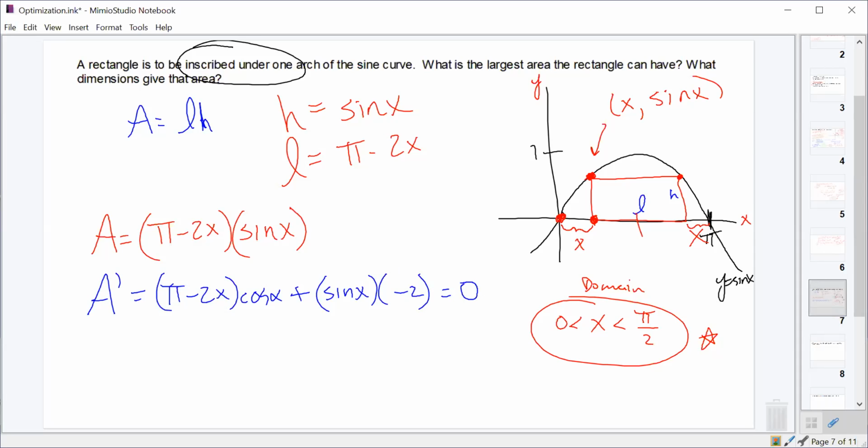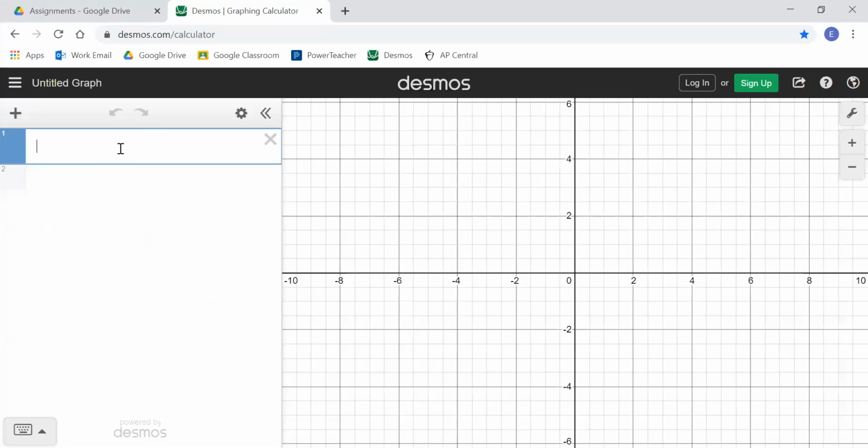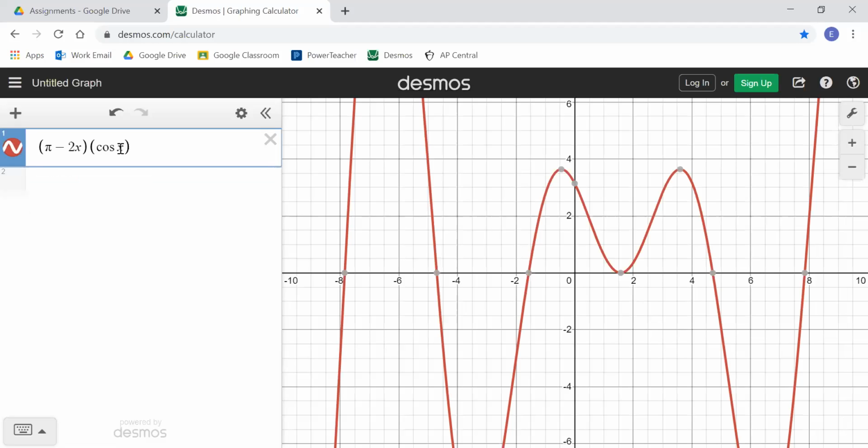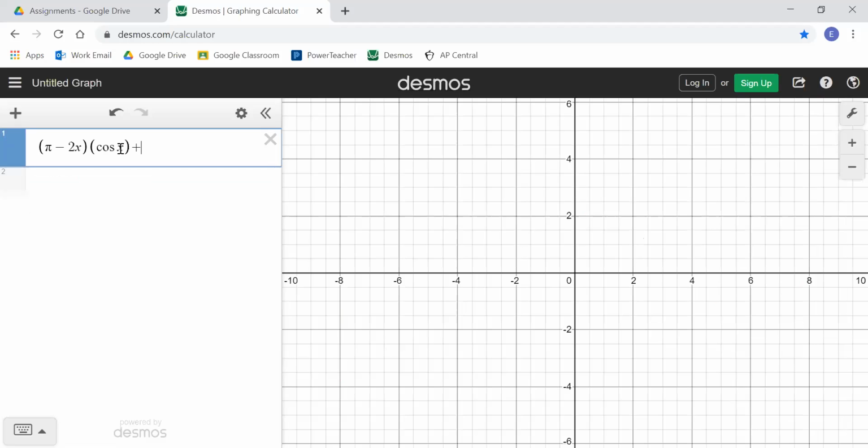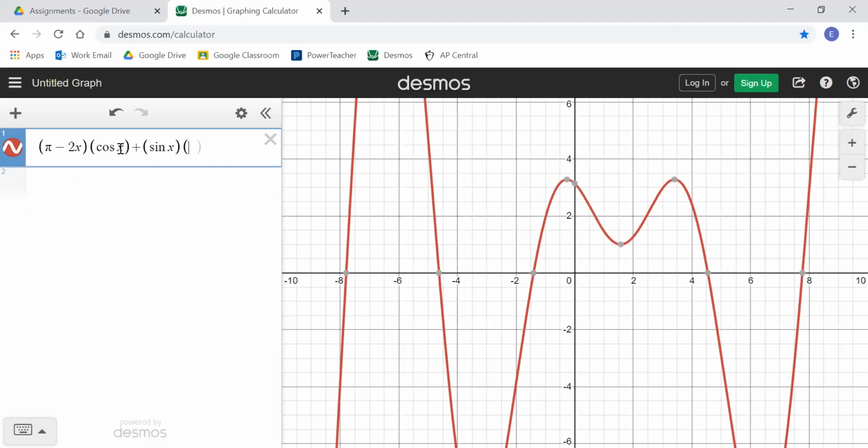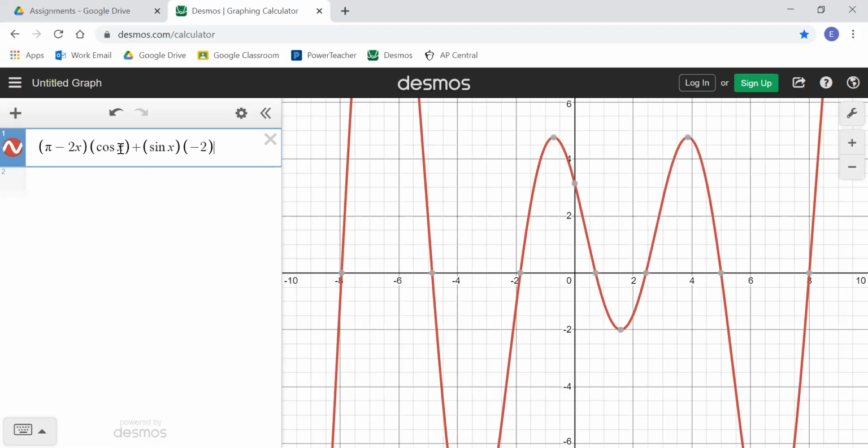Since I don't have a functioning graphing calculator on my computer, I'm just going to use Desmos for it. Desmos will give us a nice approximation. So we had pi minus 2x times cosine x, and then plus, what did we have? We had sine x times -2.